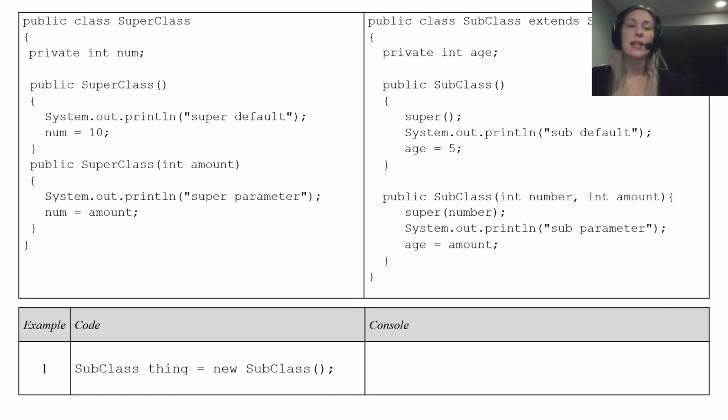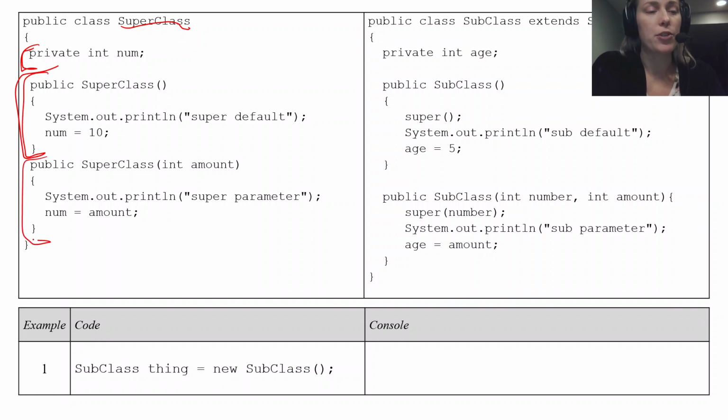So here's an example. We're going to go through first two examples of just regular object creating, and then we're going to see examples of this upcasting being used. There's a lot on the screen right now. Let's orientate ourselves as to what's happening here. I have a superclass over here. It has an instance variable. It has a default constructor, and it has a parameter constructor.